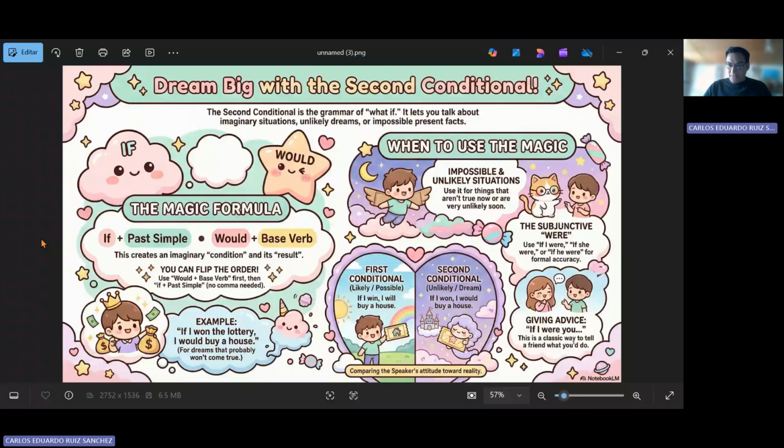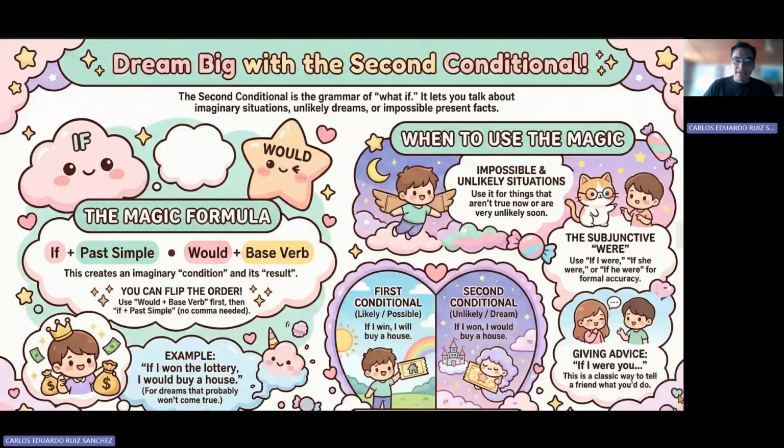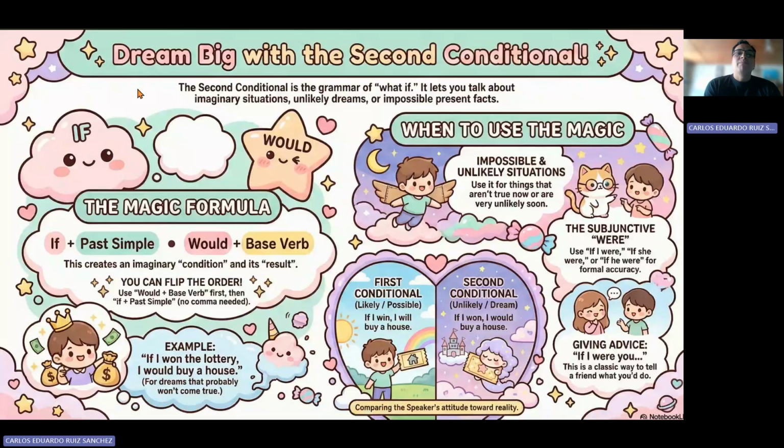I don't know what happened with my computer today. Okay, here it is. And here we got an infographic about second conditional. Okay, I am going to share it with you. Dream big with the second conditional. Easy peasy to practice, to recognize the structure, to use were instead of was, to shift the comma. And that's all, dear students. We got here a comparison with first conditional too.